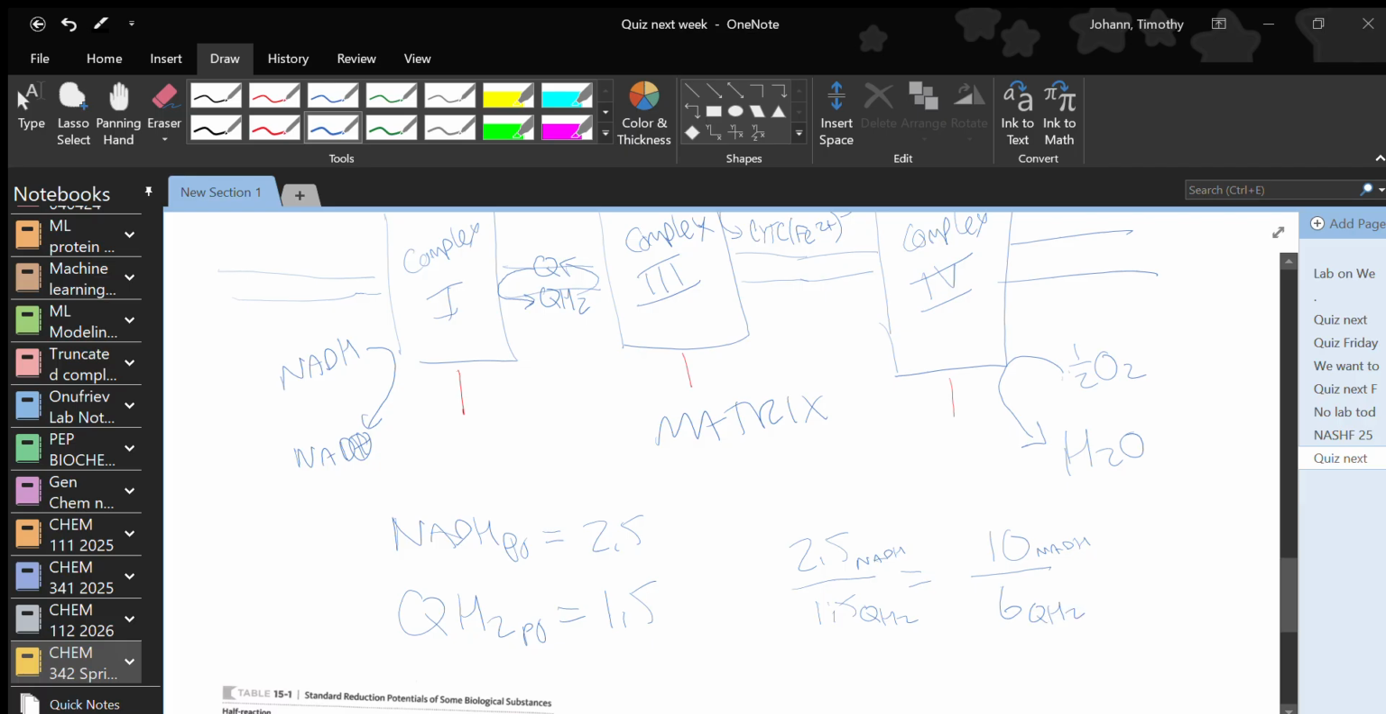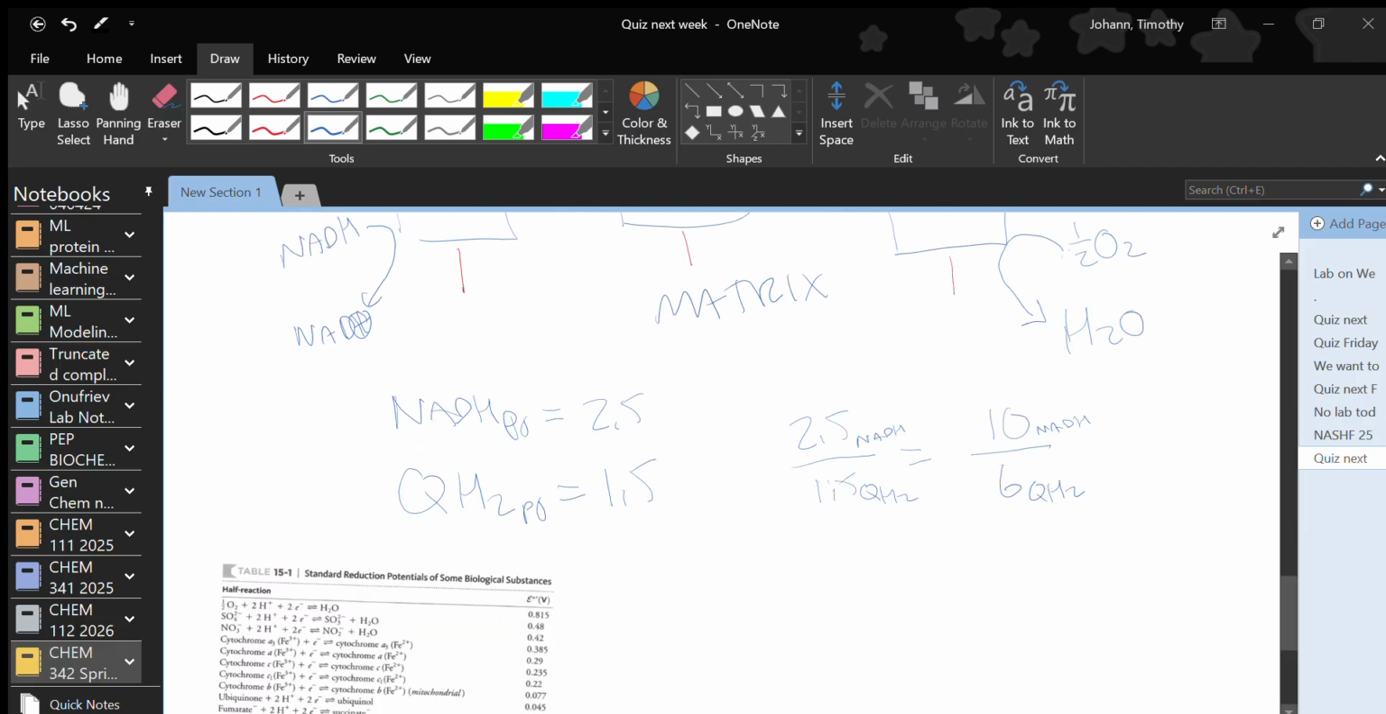You see how those ratios match up? If I take 2.5 times 4, I get 10, right? If I take 1.5 times 4, I get 6. They're the same ratio. So how much ATP you get is based on how many protons are pumped, which makes sense because the protons are coming through an ATPase. Does that make sense?